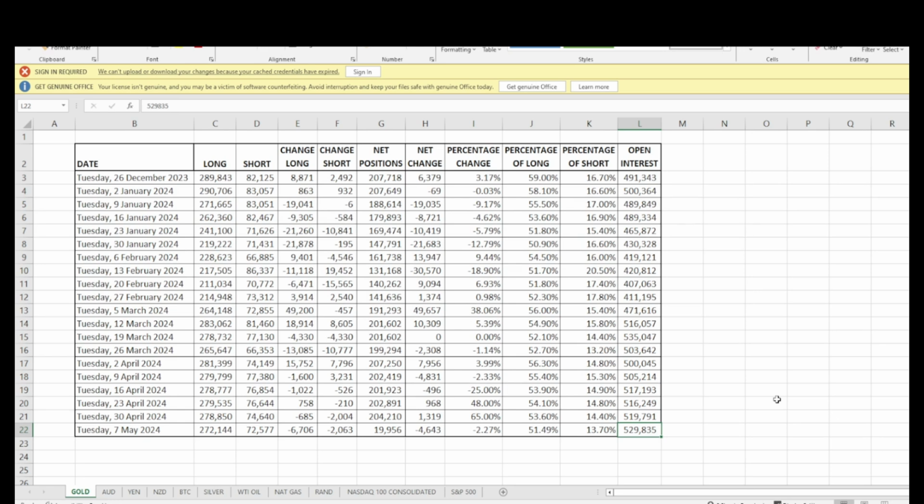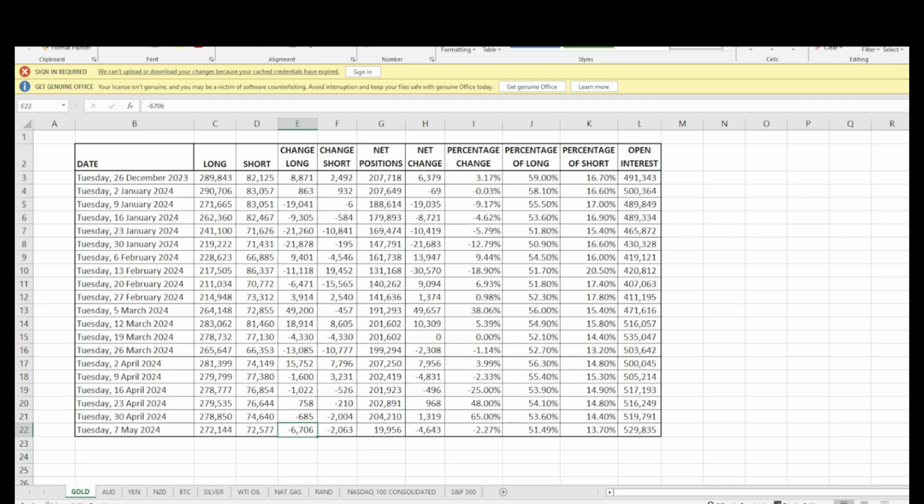Now, this is the commitment of traders data, and what we see is that the previous release of the data had a figure of longs at 278,000 longs, but the latest figure is 272,000 longs, which is a negative difference of minus 6,700 positions. Now that means that 6,700 long positions were closed out during the week.